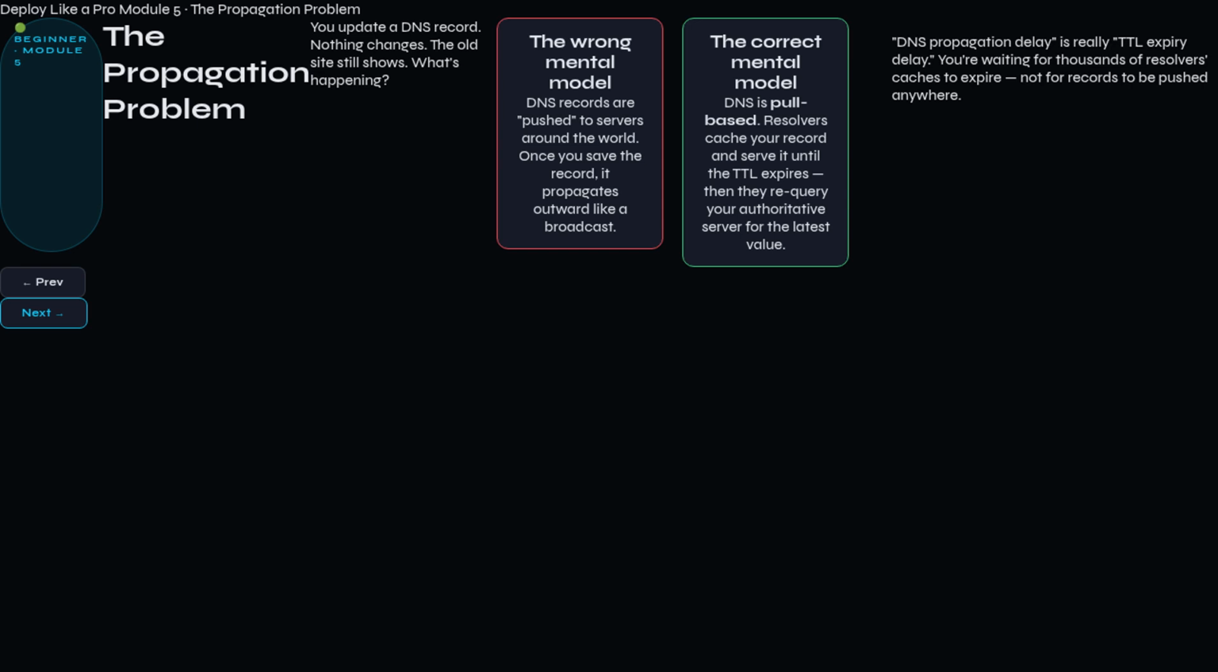You update a DNS record, refresh your browser, and nothing changes. You check your DNS panel and the new record is definitely there. But the old website is still showing up. What's happening? This is DNS propagation, and it confuses nearly every developer the first time they encounter it.